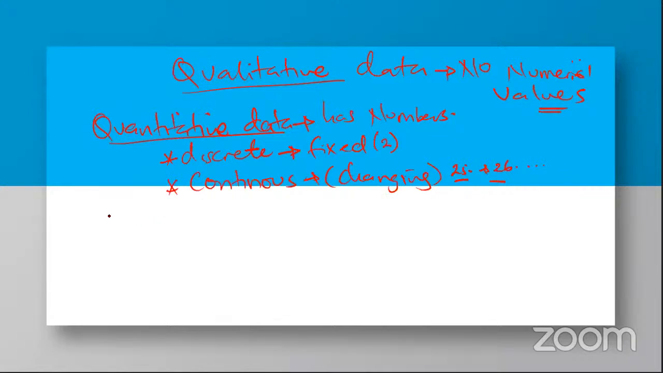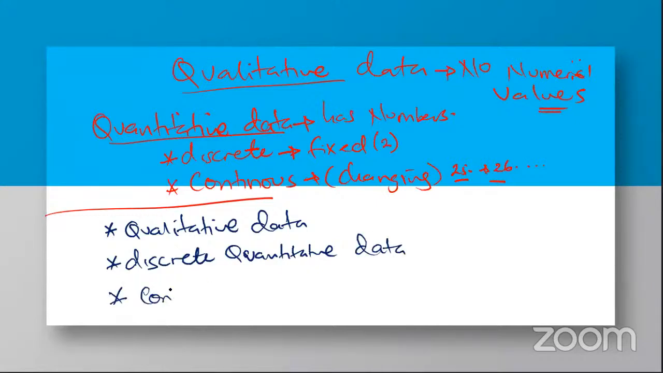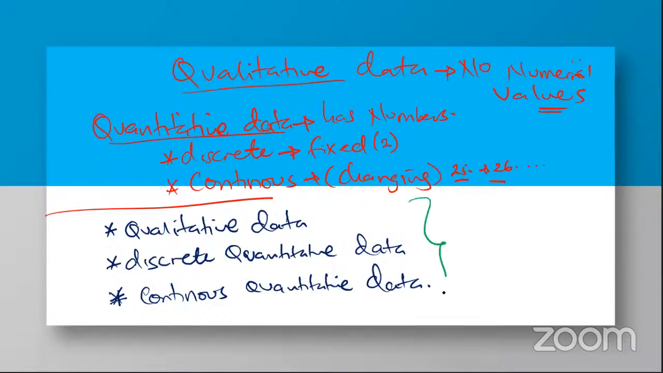In our grouping, we can say we have three types of data. In a summary, we are looking at three types of data, okay? We are looking at three types of data. One is qualitative data. Two, we call this discrete quantitative data, okay? And then the third one is continuous quantitative data. These are the three types of data that we are going to be analyzing through our studies.